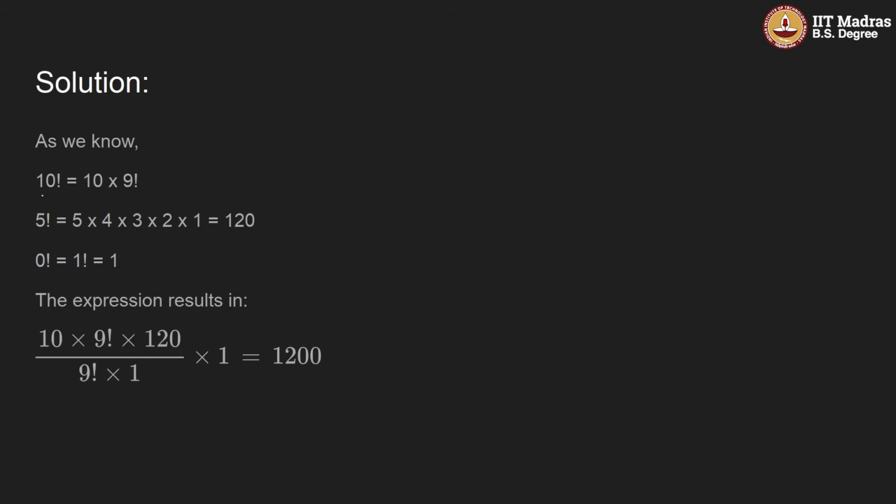So here, 10! will be 10 × 9!. 5! can be expanded as 5 × 4 × 3 × 2 × 1, which is 120. And 0! and 1! are equal to 1 only. So if we put the values, 10 × 9!, and 5! expanded is 120, divided by 9!. We are not expanding this, and 1! is 1 only and 0! is also 1, right? So here this will get cancelled, so the remaining will be 120 × 10, which is 1200. Okay, so this is our answer.